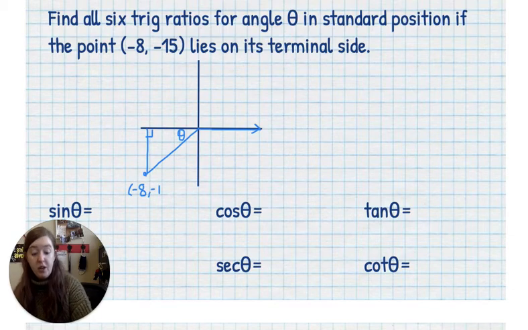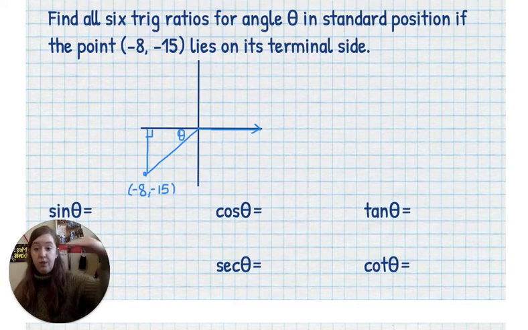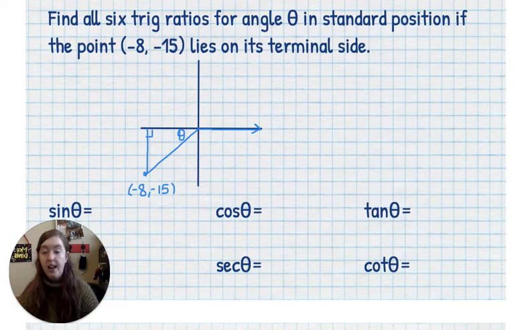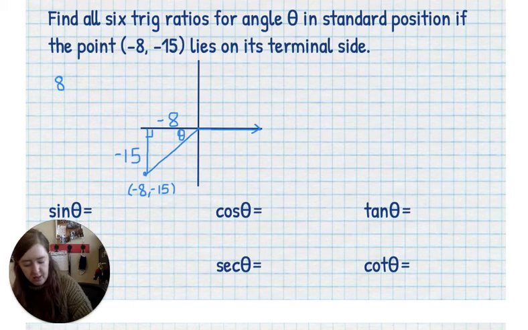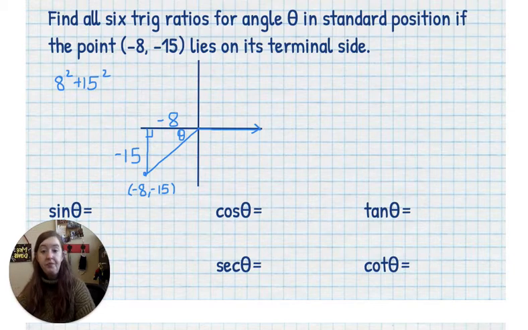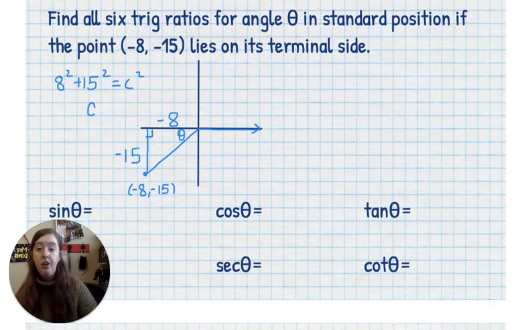To get there, we had to go left 8. So we're going to have a -8 on that horizontal part of our triangle. And then we went down 15, so we'll have a -15 on that leg of our triangle. Now, once again, we want to find the hypotenuse. So we have 8 squared plus 15 squared equals c squared. Or you know your Pythagorean triples, so you know that your hypotenuse is going to end up being 17.